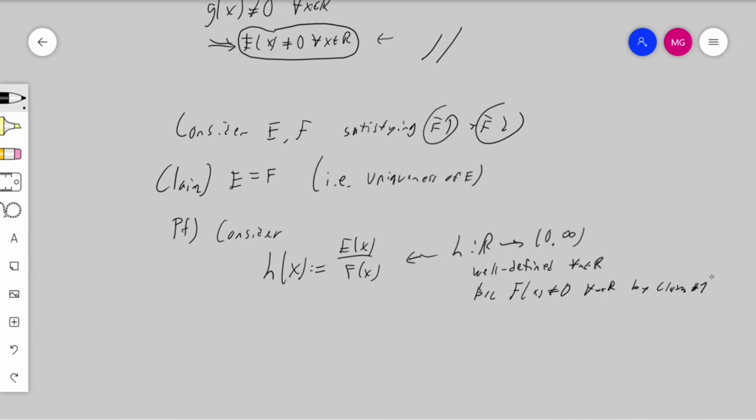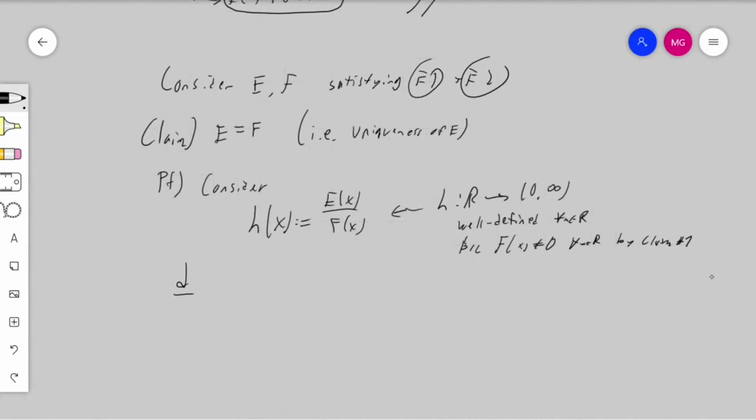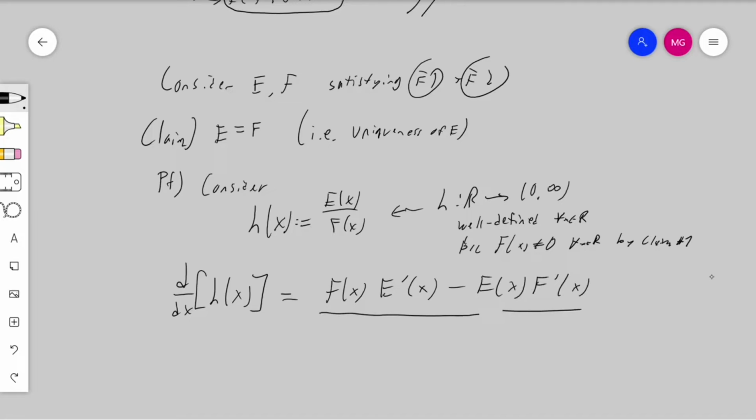So now that we can do that, let's see what we can deduce from this function h. Just as before, we're going to differentiate this function. So the derivative of h of x works out to be, using the quotient rule, the bottom function times the derivative of the top, which we can abbreviate as e prime of x, and then minus the top function times the derivative of the bottom function, all over the bottom function squared. So that's what we get by the quotient rule.